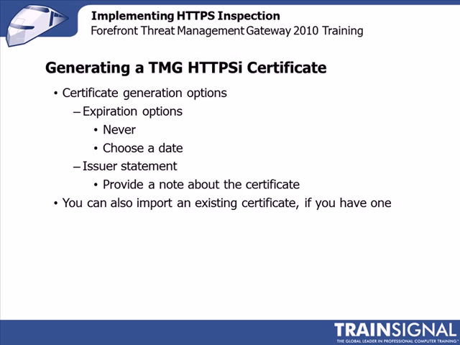When you generate a Threat Management Gateway HTTPS inspection certificate, you have a couple of options, including an expiration option of never or a date that you specify, as well as an issuer statement, which is where you can provide a note about what the certificate does. Providing this note at least helps people on the other end, when they're looking at their certificate store, get a better understanding of the purpose of the certificate.